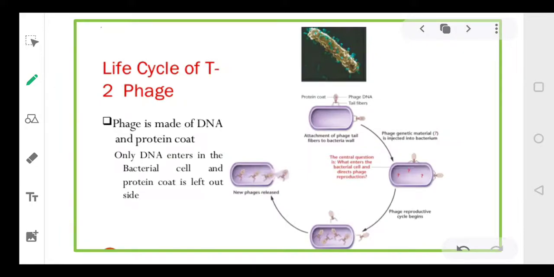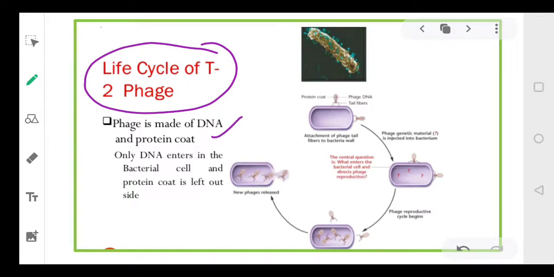So they conducted this experiment. Now we must understand the life cycle of bacteriophage, that is T2 phage. Now this is made up of DNA and proteins, okay, and we know that if DNA is a genetic material, then only DNA will enter into the bacterial cell. And if protein is the genetic material, only protein will enter. So they wanted to see it.